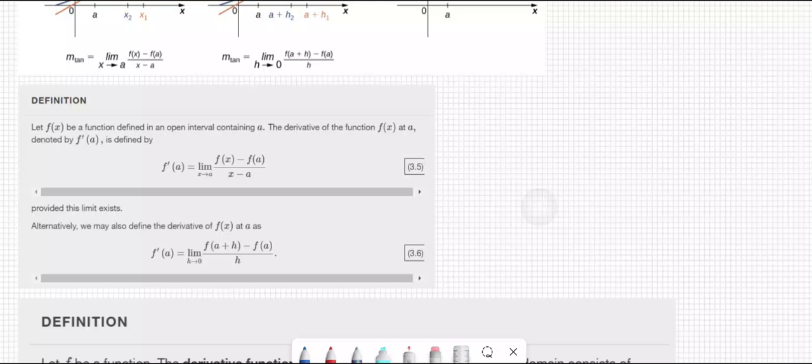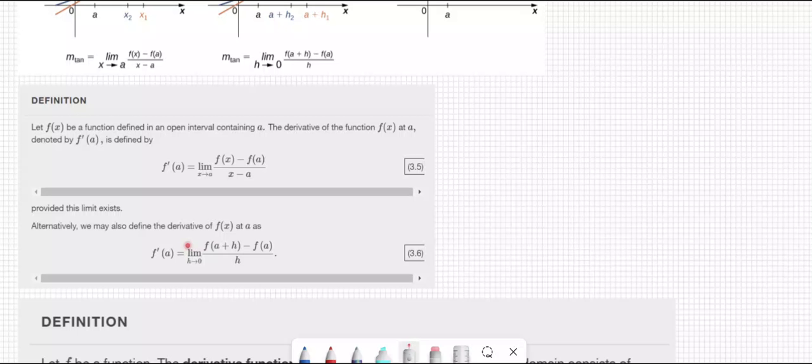And so the definition of the derivative at a point is we take the slope between 2 points x and a, or a lot of times, so that things cancel out nicer when we get to the algebra of it, we'll use a point and a point nearby, so a and a plus h. And so we're taking the slope between 2 points, but then we're taking the distance between those 2 points to 0.